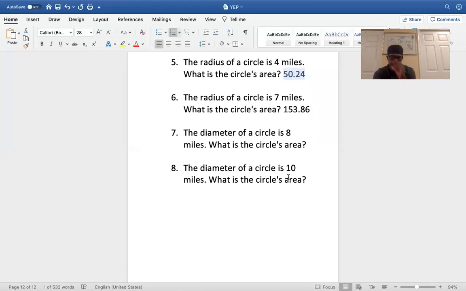And then number 8, the diameter of a circle is 10 miles. What is the circle's area? So we know that we need to find pi times radius squared. Half of the diameter is going to give us the radius, which is half of 10, which is 5. 5 squared, which is 25, times 3.14 is going to give us 78.5.